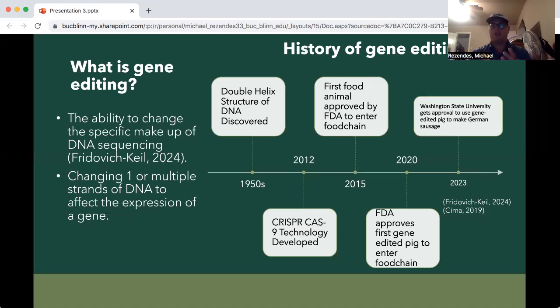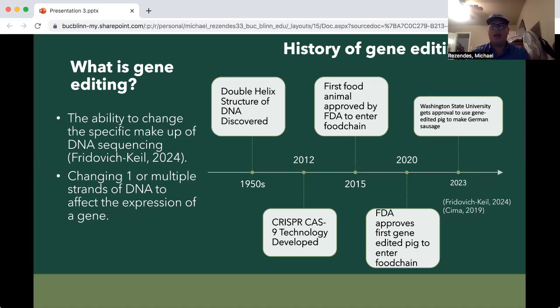Another big one is in 2020, when the FDA approved the first gene edited pig to enter the food chain. And this was the GalSafe pig. Some pigs have a particular sugar in their meat that many humans have an allergic reaction to. So they gene edited these pigs so they didn't express the sugar in their meat, and people that had this allergic reaction would then be able to consume pork without having an allergic reaction.